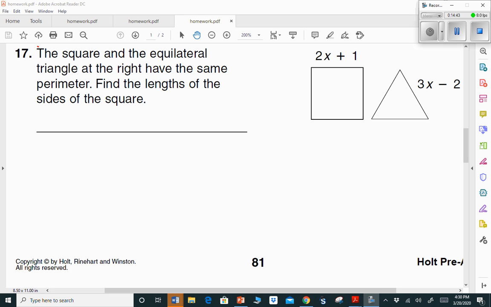One more problem for you today. Number 17 says the square and the equilateral triangle at the right have the same perimeter. The same, that means equals. Find the lengths of the sides of the square. Okay, so if it's a square, each side is 2x plus 1. And they said that it's an equilateral triangle, so each of those three triangle sides are 3x minus 2.